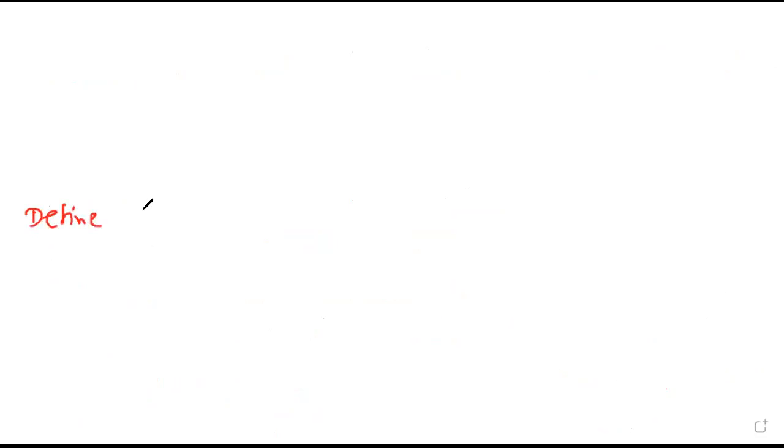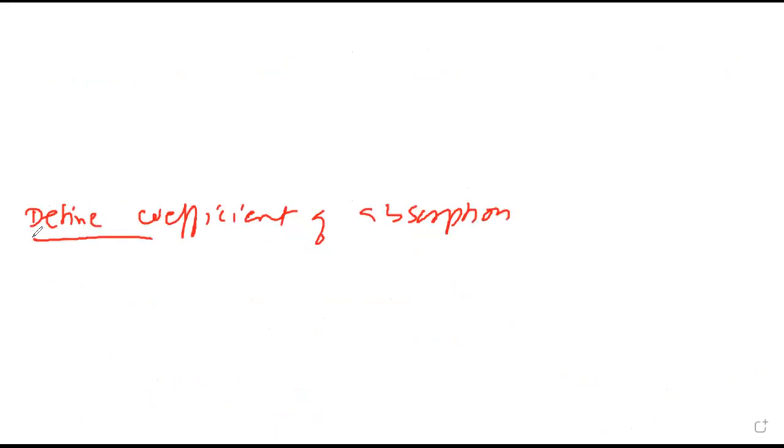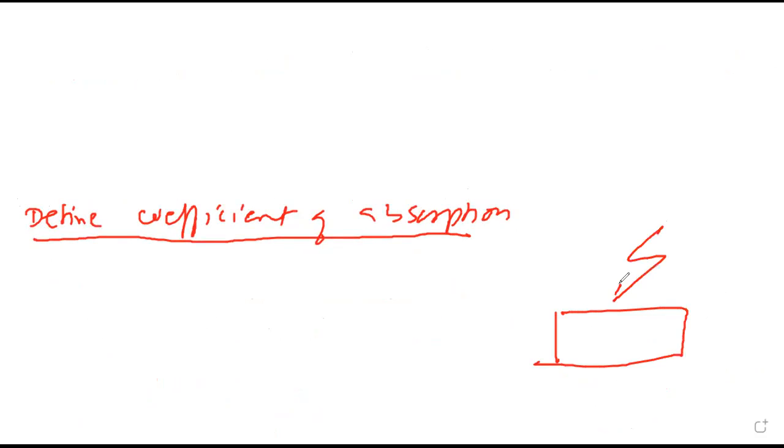Define coefficient of absorption. So we have three coefficients. Coefficient means comparing: absorption, reflection, transmission. Suppose this is one surface and this is radiant energy. Radiant energy means heat received due to radiation is falling on the surface, then part of the heat energy is absorbed, partly reflected and partly transmitted. What part is absorbed, reflected or transmitted is termed as the coefficient. So I can define it like this.